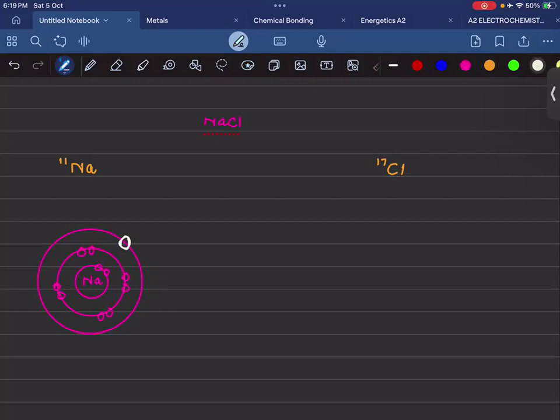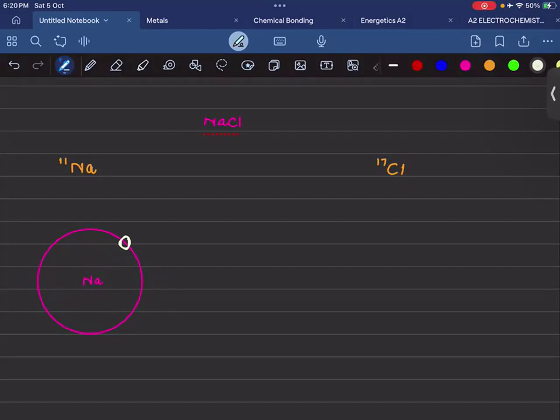This is the full diagram. This is the full structure. We are supposed to draw only the dot and cross structure. And what I told you regarding the dot and cross diagram, you are supposed to draw only the outer electrons. So I am removing the inner shells. This is the dot and cross diagram for sodium.